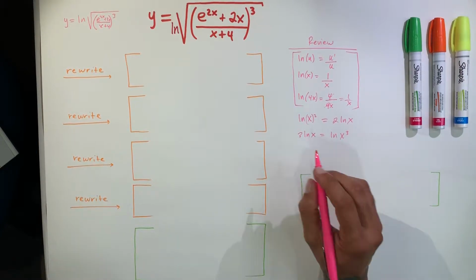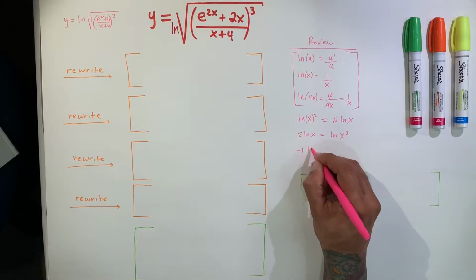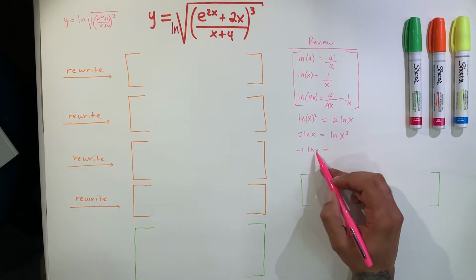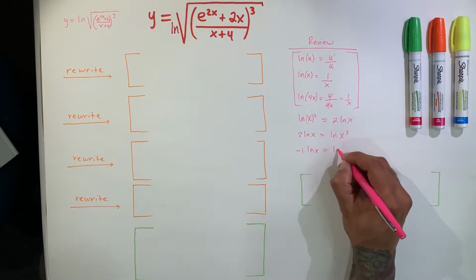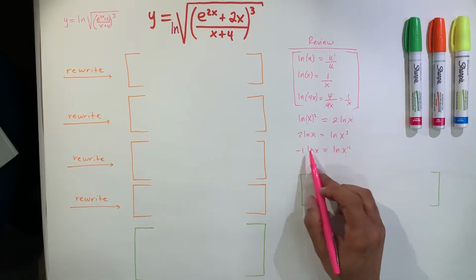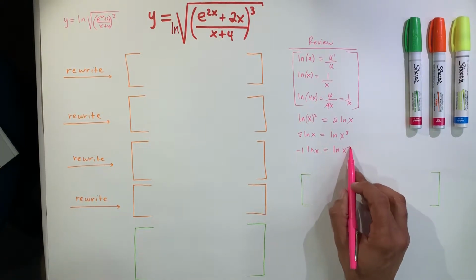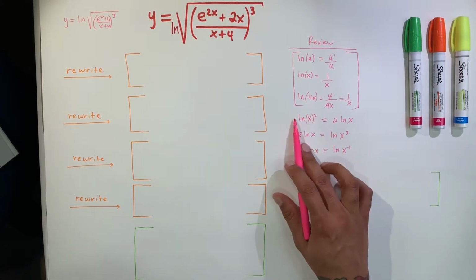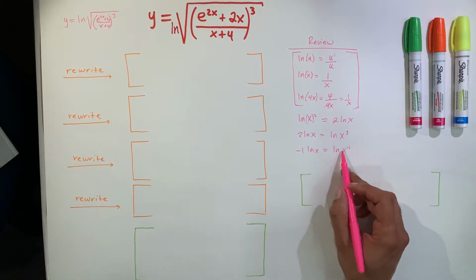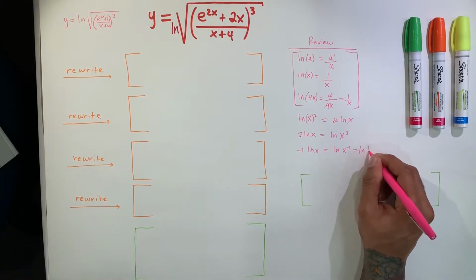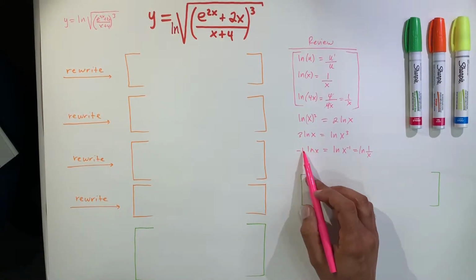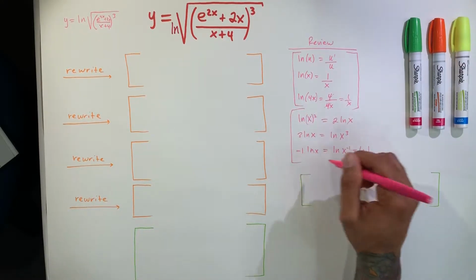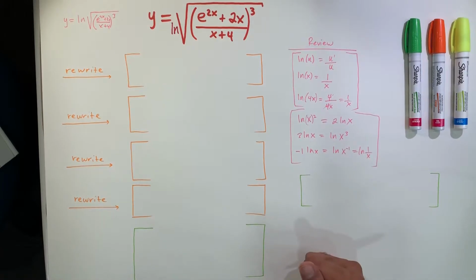And one more example. If I have negative 1 ln of x, I could raise whatever's inside to the negative 1. So I have ln of x to the negative 1, because the number in the front goes to the exponent. Really what you have is ln of 1 over x. So if you have a negative on the outside, remember that you're going to make a fraction inside of your ln. All right, so I think that is it.